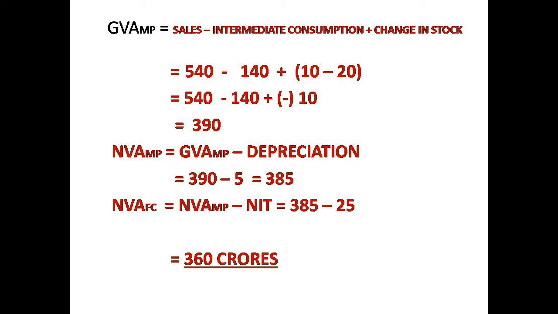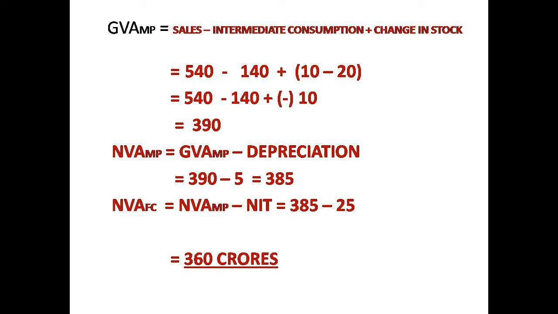From this we can calculate NVA MP. I told you GVA MP minus depreciation is NVA MP. Net value added at market price is equal to gross value added at market price minus depreciation. Consumption of fixed capital is depreciation. It is 5. So 390 minus 5, we are getting 385.